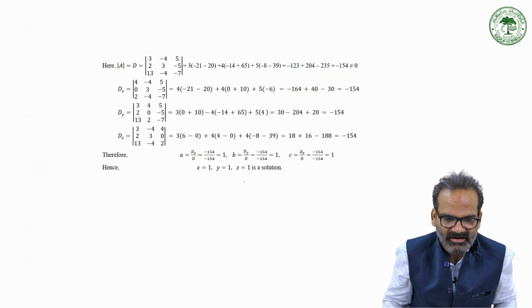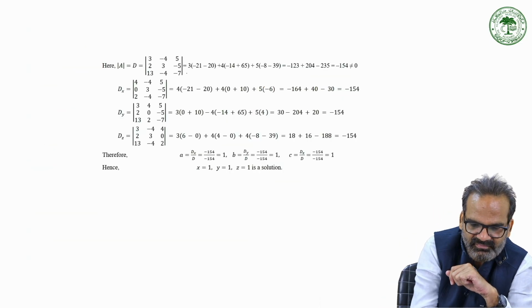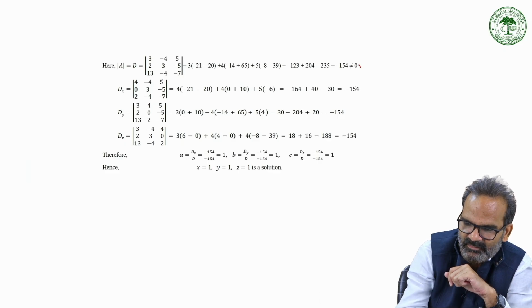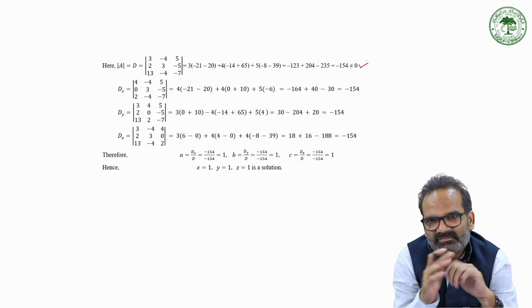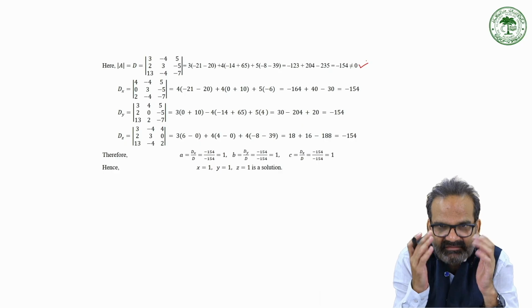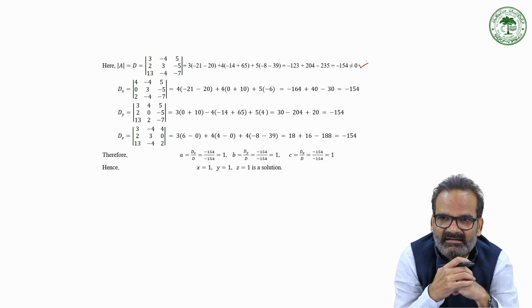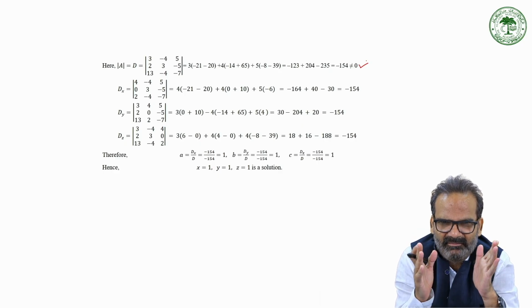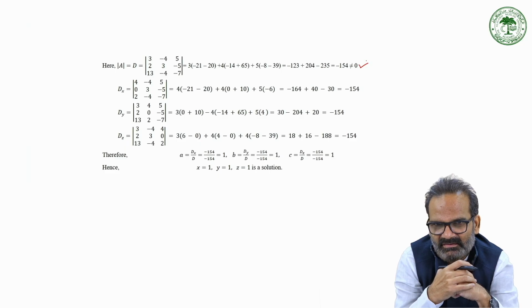Now write down the determinant of this. The value of this determinant is coming out to be minus 154. Now you will calculate yourself how this value comes out. I have shown many times how we can calculate the value of the determinant.